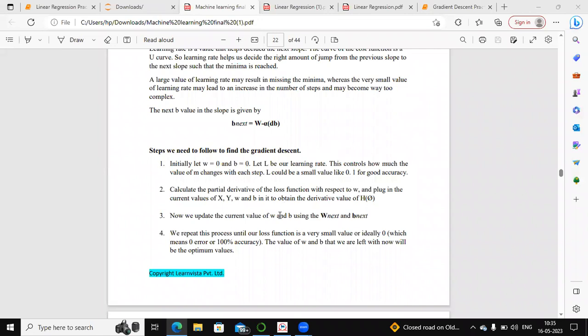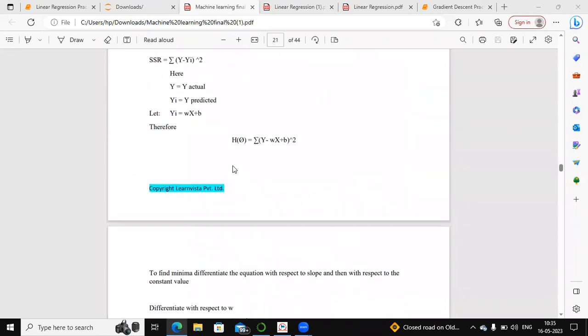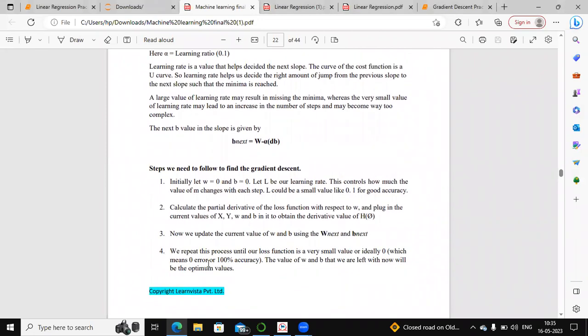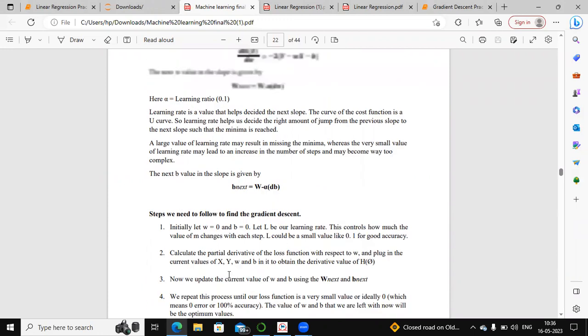We repeat this process until our loss function is a very small value or ideally zero. Okay, our loss function is what? This should be ideally zero, which means zero error or 100% accuracy. The values of W and B that we are left with now will be the optimum values.